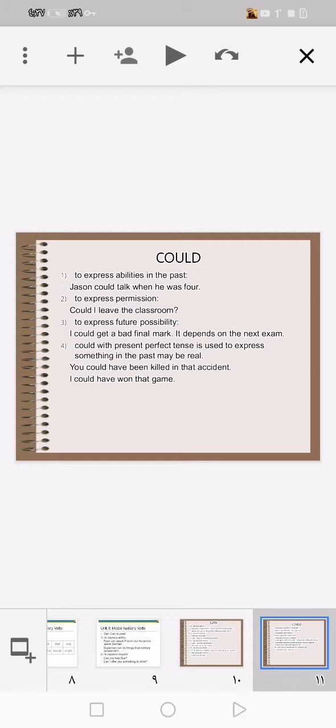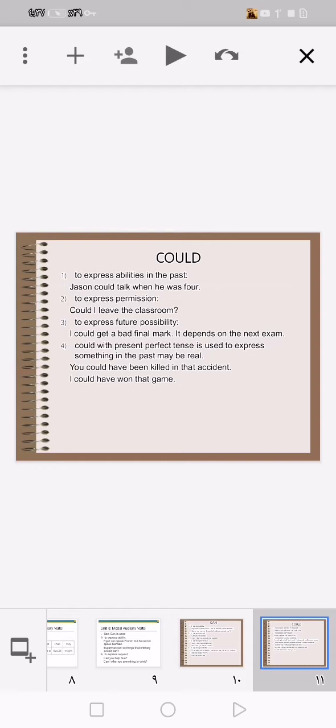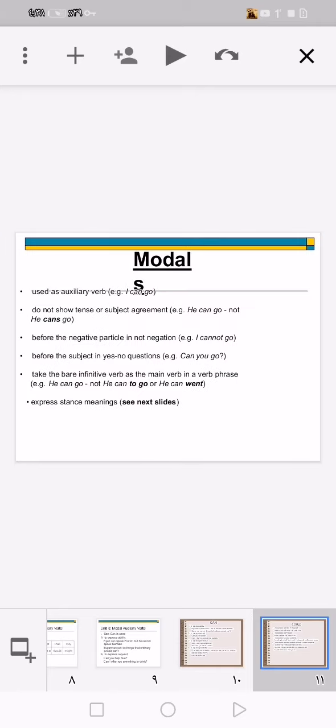طبعا استخدامات could with the present perfect tense. Present perfect tense طلاب بالمضارع التام. شو راح تصير الجملة, for example: you could have been killed in that accident, with killed being a verb in the past participle. I could have won that game. Won is also a verb in the past participle.